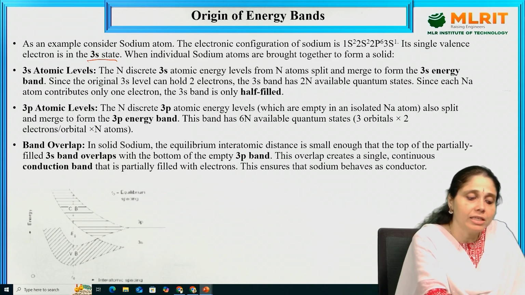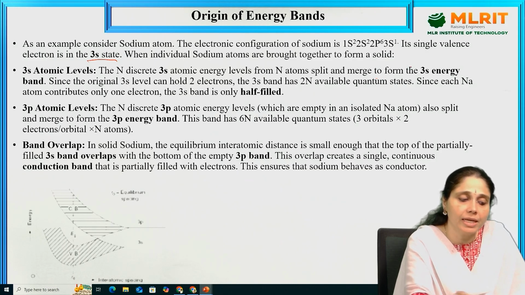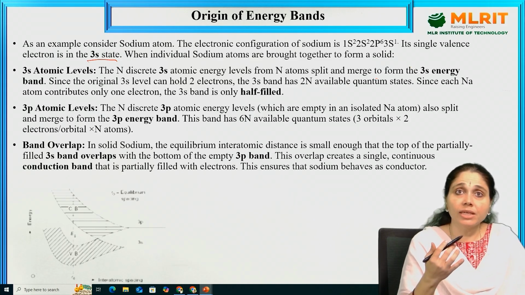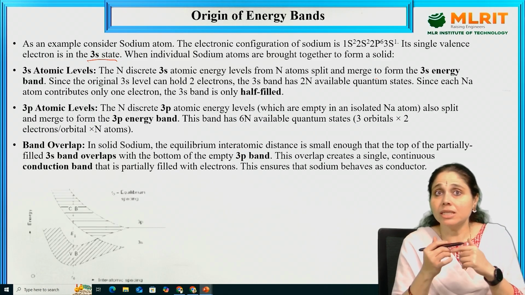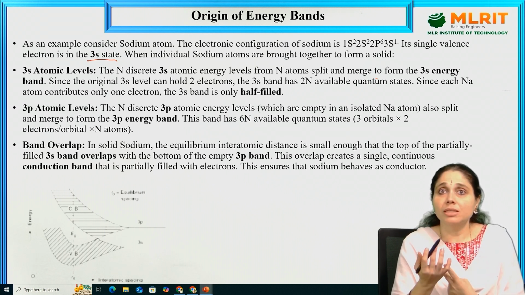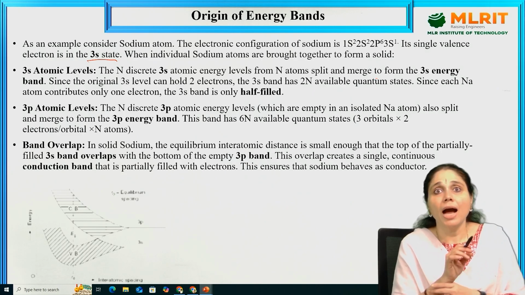The 3s atomic levels and 3p atomic levels overlap. The N discrete 3s atomic energy levels from N atoms split and merge to form a 3s energy band. Since the original 3s level can hold 2 electrons, the 3s band can hold 2N available states, and each atom contributes 1 electron. The 3s band is only half filled.